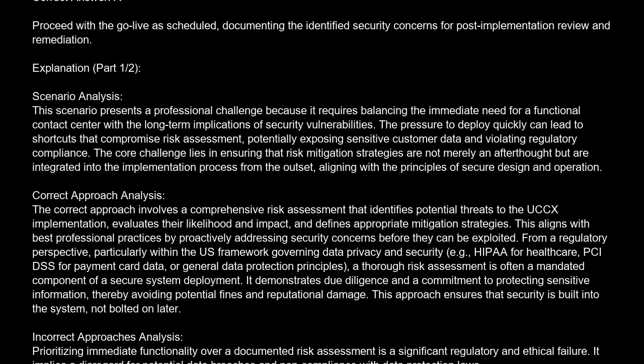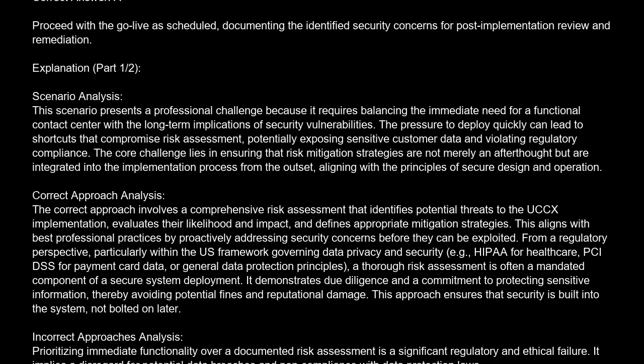The correct answer is A. Proceed with the go-live as scheduled, documenting the identified security concerns for post-implementation review and remediation. Explanation. Scenario analysis. This scenario presents a professional challenge because it requires balancing the immediate need for a functional contact center with the long-term implications of security vulnerabilities.